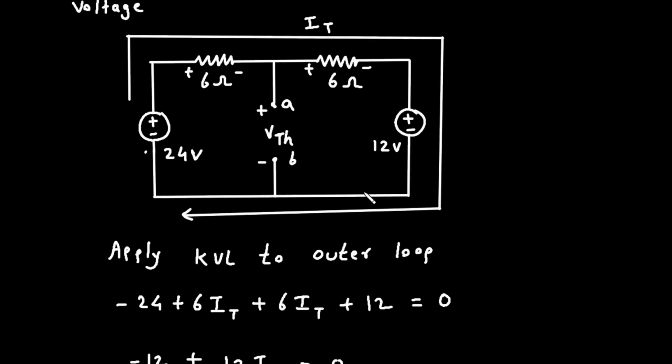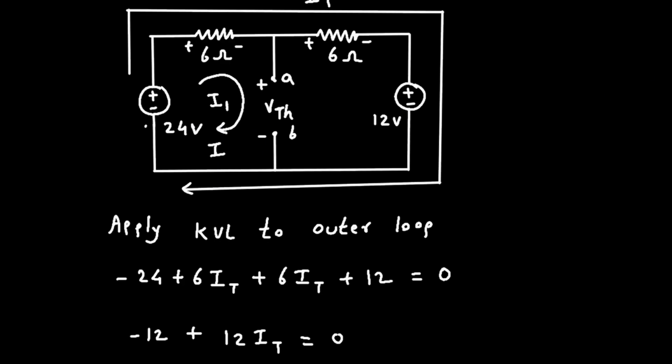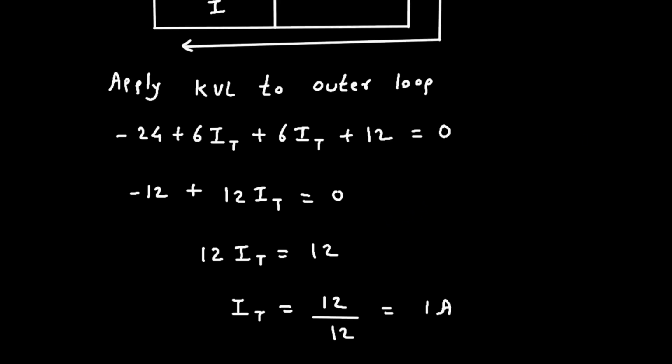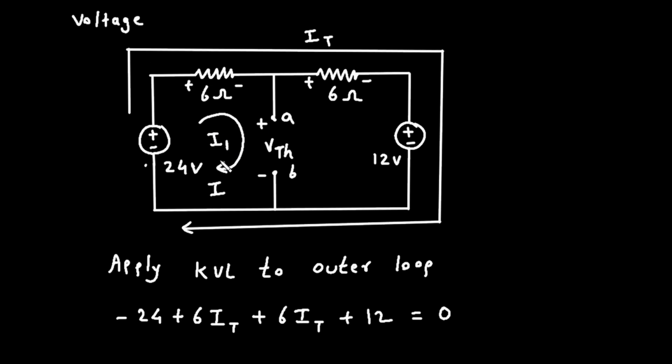Now we got this outer current. Now we have to find this current. Now let's say this current is current I1, and this is mesh number 1. This is loop number 1 or mesh number 1. Now we will apply KVL to loop 1. Now here we can see this is the loop 1.